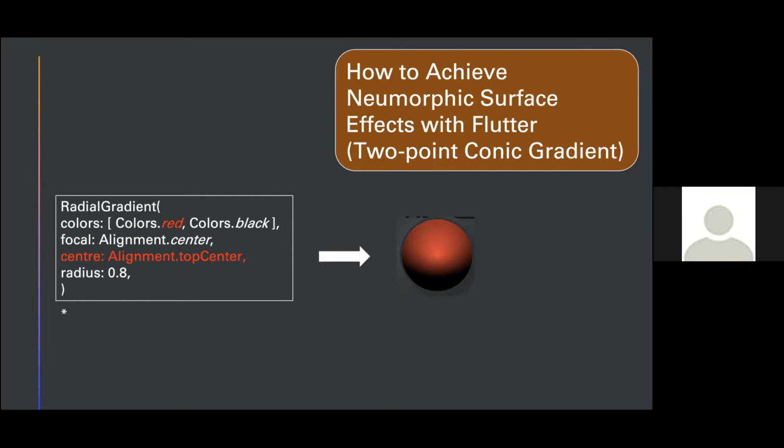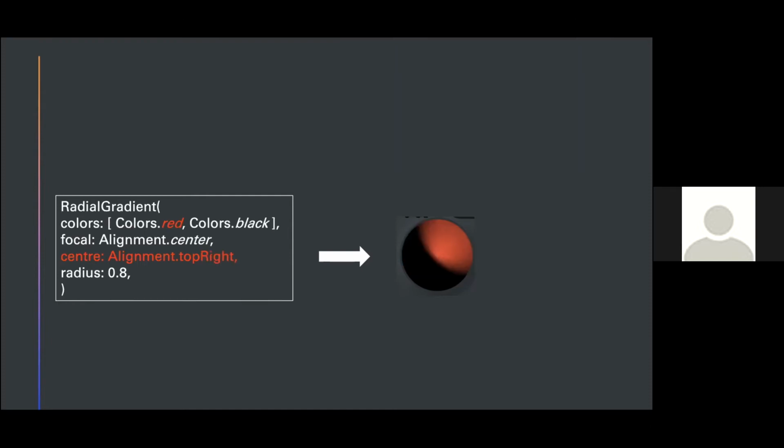Now let's just go ahead and change the center properties around to see what happens. So if we go top right, center right, and then we're just going to go around. So that's all what the center property is going to have. And I've entered in the radius of 0.8 to take up approximately, let's say, 80% of the circle.